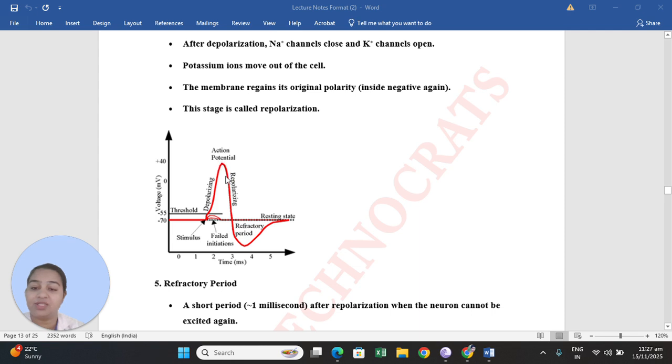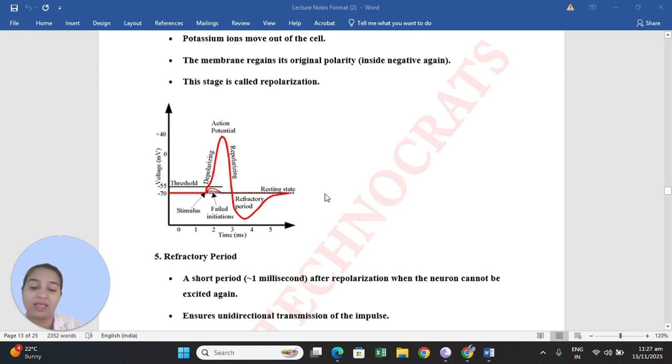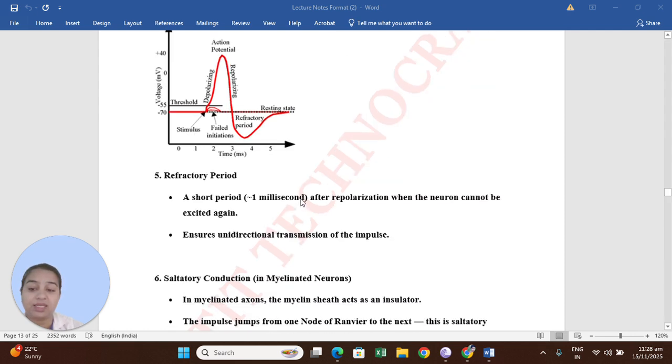Threshold, depolarization, action potential, repolarization, refractory period, resting state. And this is the chart, a very important chart. If you don't understand, I will make you repeat it once again. See, it is resting potential. A stimulus is coming. If the stimulus is very weak, then the signal will not pass. It has to reach a threshold. Then it will depolarize, reach the highest potential, then repolarize and then hyperpolarize, and then again come back to the resting state.